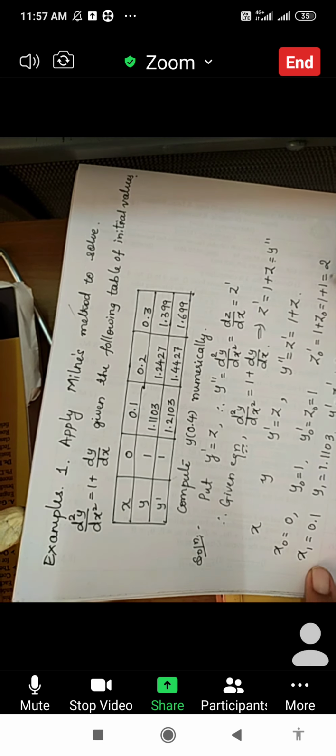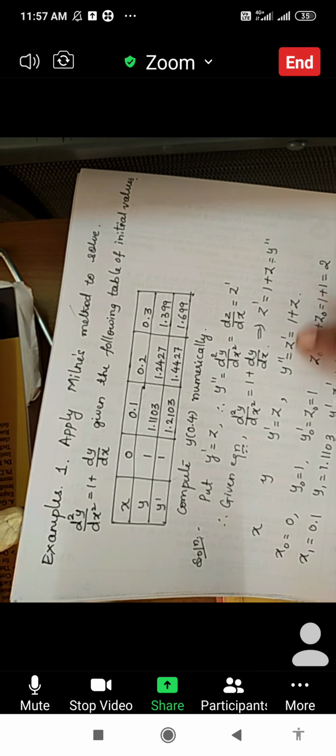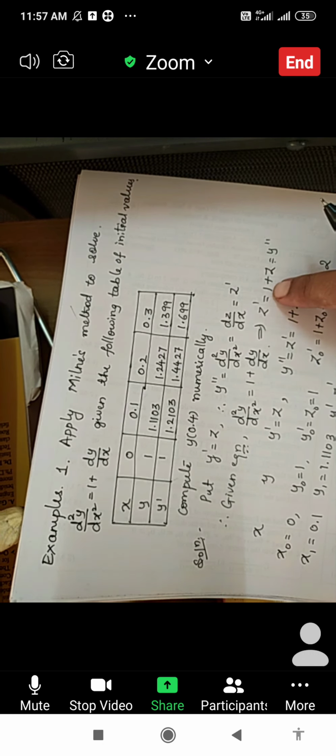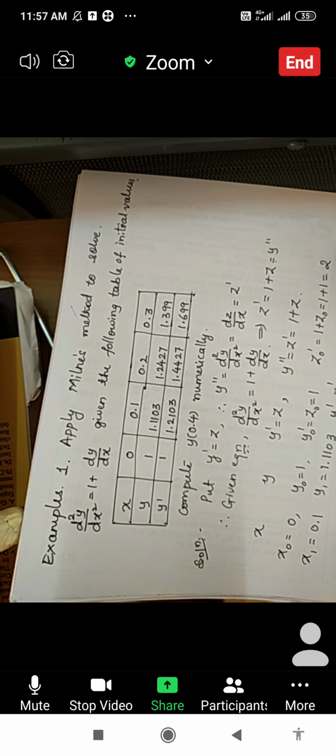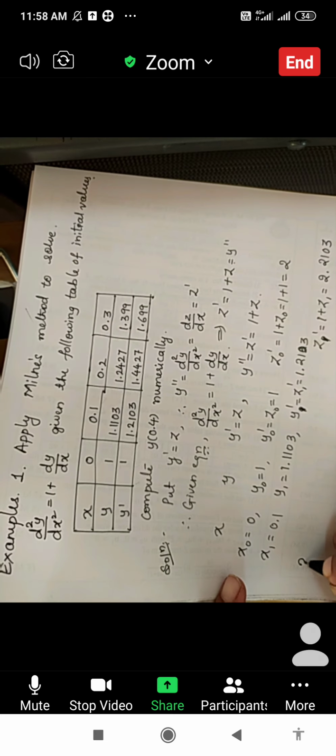Next value we have to calculate with the help of this relation. So the corresponding value will be z naught dash. Sorry, all subscripts are 1, so this is also z1 dash. How is z1 dash defined? z1 dash is 1 plus z1. Add 1 to this value. What will you get? 2.2103. Next value of x, we have to take it as x2.